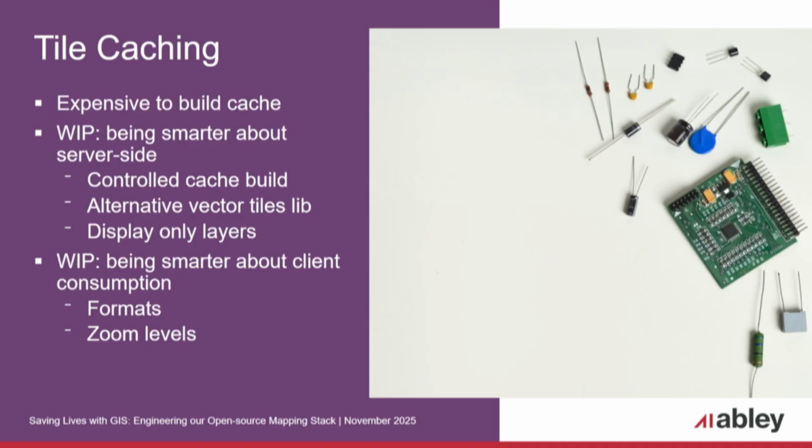So there's a bit of a work in progress around being smarter about the server side. Can we build the tile cache ahead of time and just upload it? Can we use an alternative vector tile building library while keeping it within GeoServer? Could we make a display-only layer so we're not having to worry about tiles with lots of attributes in there? Or can we be smarter about client consumption, think about different formats, maybe just consume images when you're zoomed out and switch to vector tiles as you zoom further in? Or, as you pick up a lot of stuff at FOSS4G, do we move away from using GeoServer to serve our vector tiles and get some crazy PMTiles or something in there.